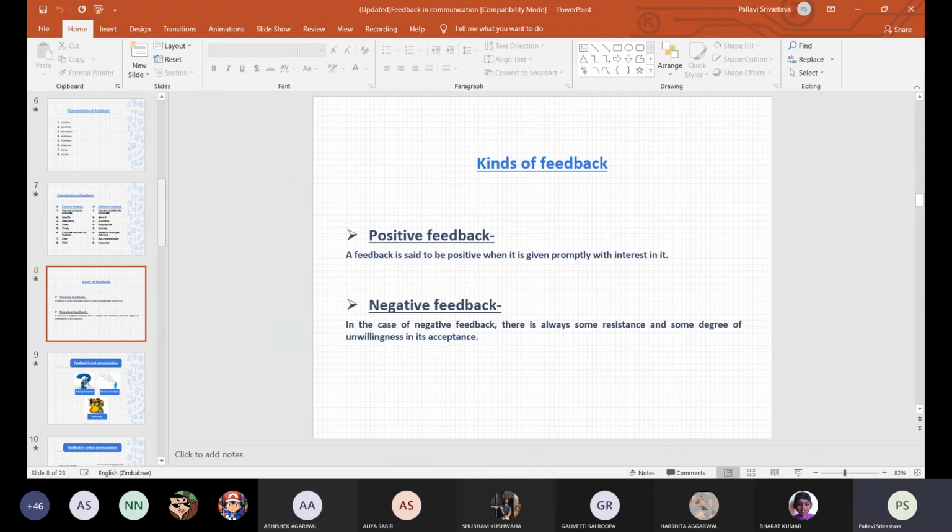Okay, so positive feedback and negative feedback, there are two kinds of feedback. When we say positive feedback, it is given promptly with interest in it. It can be understood on two levels. First, from the point of view of the recipient, positive means it has something good in it, the message is good, so it is called positive feedback. And from the point of view of the sender, it is objective, it is related to an aim. Whenever they are giving positive feedback, they have interest in giving it, and it is going to be beneficial for the employee.